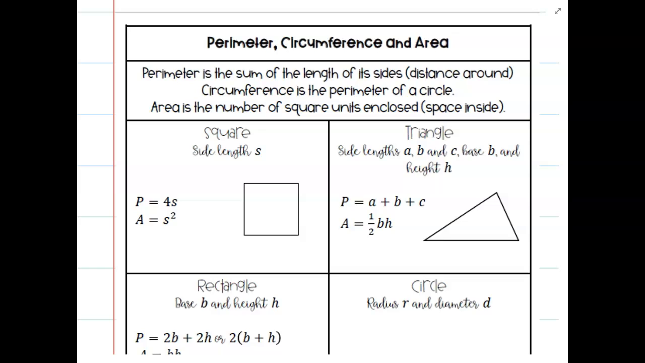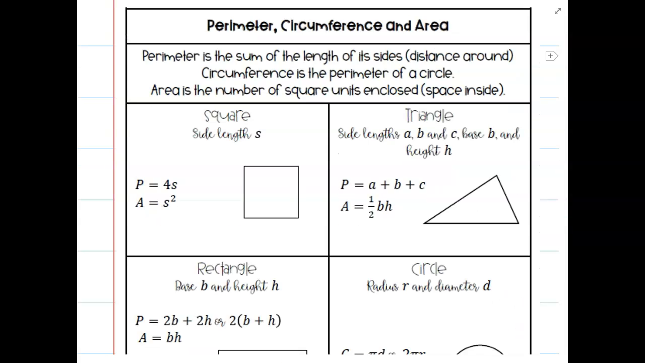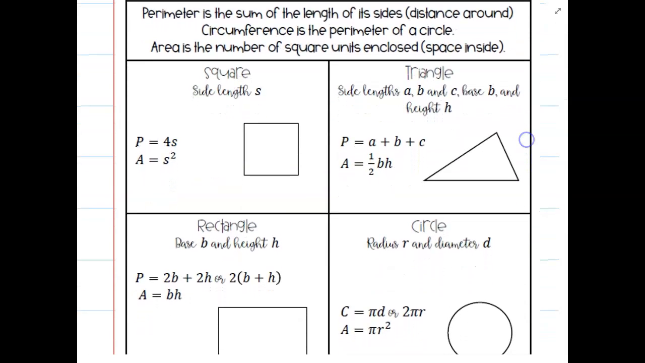Now depending on what kind of shape you have, how you find the area is going to be different. How you find the perimeter, you're always going to add the sides. Okay, hold on a second. There you go. You're always going to add the sides, but the area can differ from shape to shape.